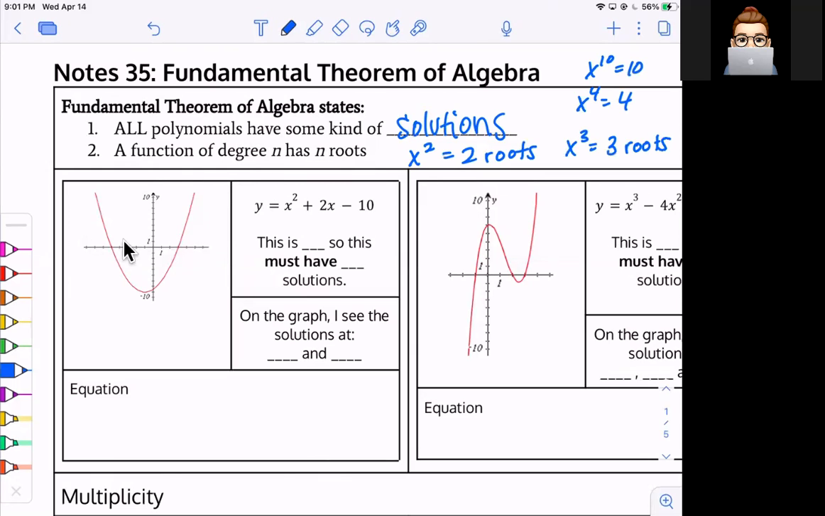Remember, our roots are on the x-axis, right? Our solutions and roots, the same words, zeros.